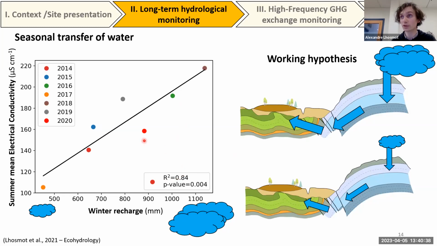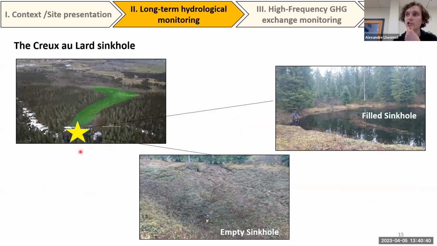In addition to these results, we also have geomorphological evidence. Here you find the active peatland in green, and the yellow star corresponds to a sinkhole, a karstic sinkhole located just next to the peatland. And this sinkhole first shows us that the moraine layer is discontinuous.